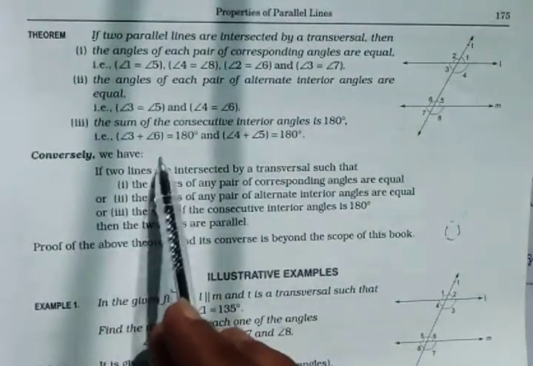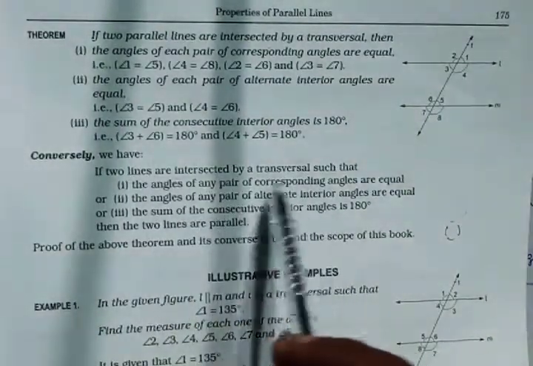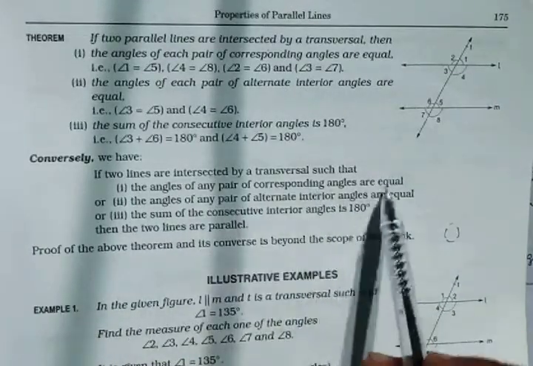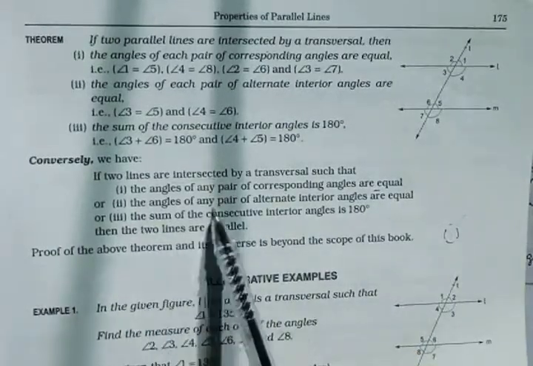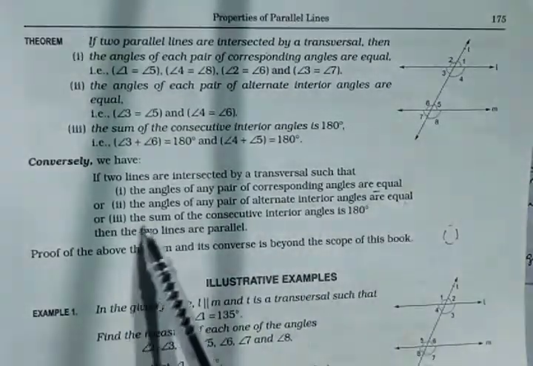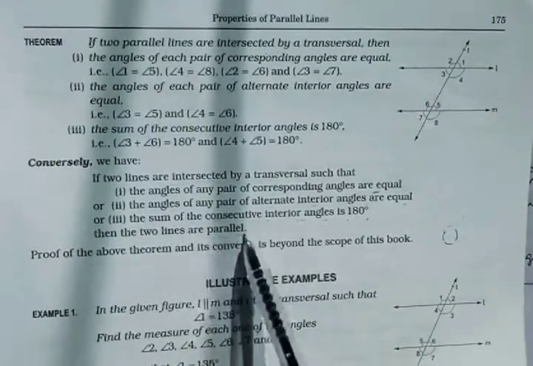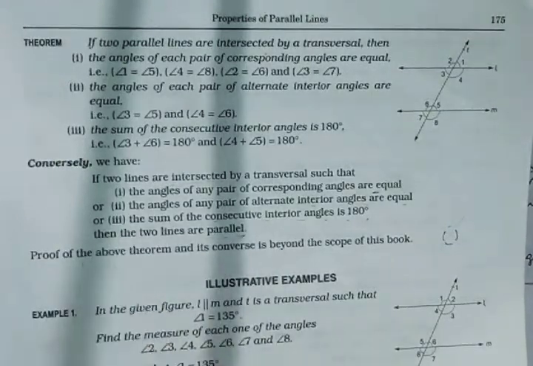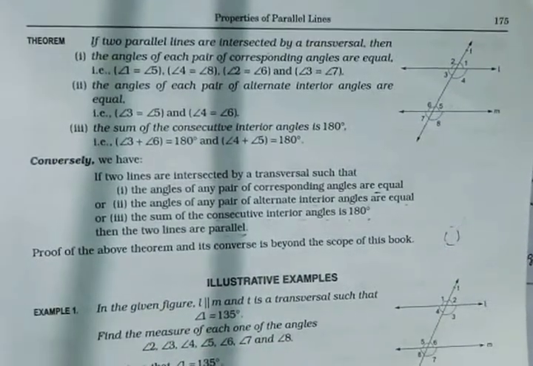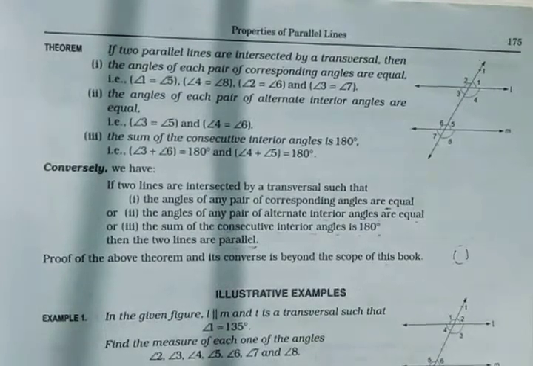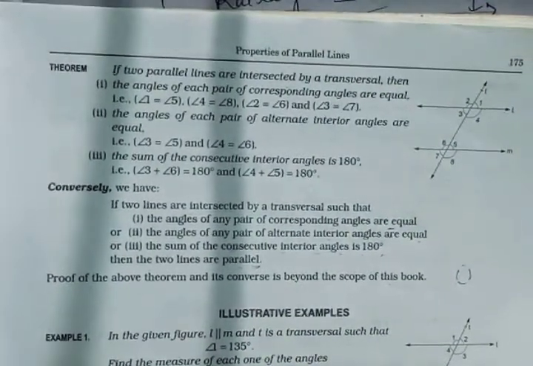Next, conversely, if two lines are intersected by a transversal such that the angles of any pair of corresponding angles are equal, or the angles of any pair of alternate interior angles are equal, or the sum of the consecutive interior angles is 180 degrees, then the two lines are parallel. Okay. There should be a proof, but it is beyond the scope of this book, beyond your syllabus. So, you don't need that.